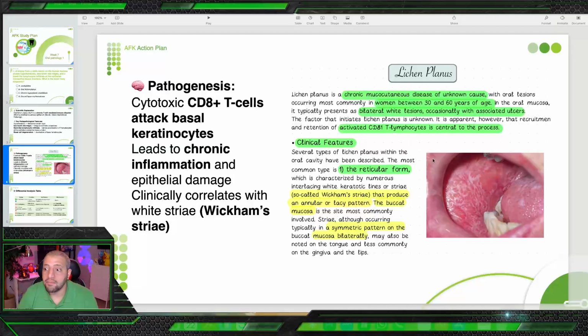And this is the clinical presentation for this one. This is the reticular form, which is the most common one. As you can see, it has Wickham's striae. Now you'll stop me and say, man, AFK is with no pictures, why are you giving me pictures? And this is a very good note from you.